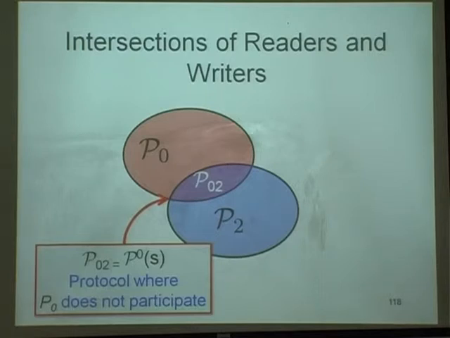And so what we have here is that P sub 0, so let's put a superscript up here to say that 0 doesn't participate. So 0 either reads it and crashes, or maybe crashes before it reads. We don't care. So this is a protocol starting from that same state where P0 doesn't participate. So all the executions in S where P0 just crashes, that's the intersection with P2.